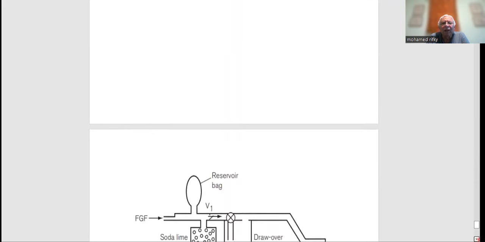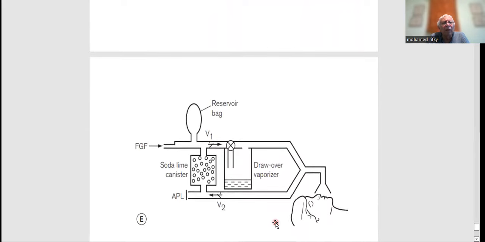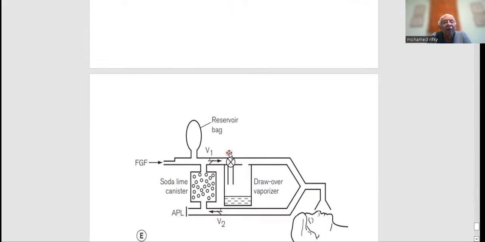And this last figure, I want to tell you the meaning of a vaporizer outside the circuit and inside the circuit. This is the fresh gas going through the anesthetic machine. We have the inspiratory limb and the Y shape, and we have the expiratory limb. The non-calibrated vaporizer, which is the draw-over vaporizer, is present inside the circuit. Whereas the contemporary vaporizers are present in the course of the fresh gas flow. We call it outside the circuit.